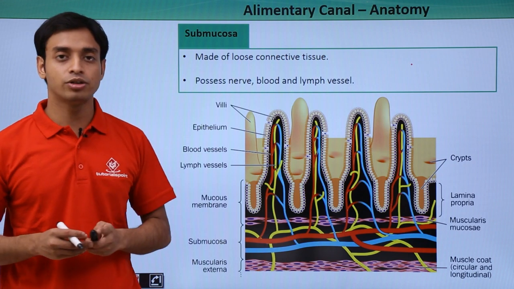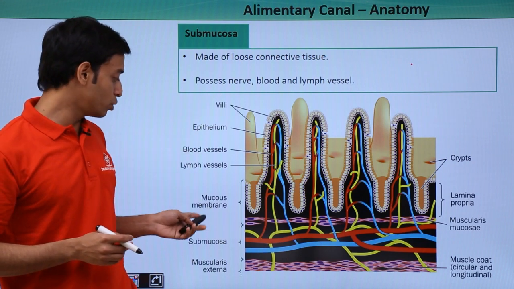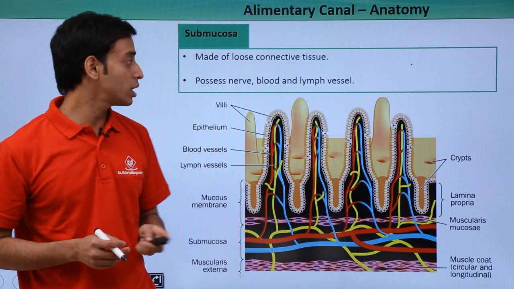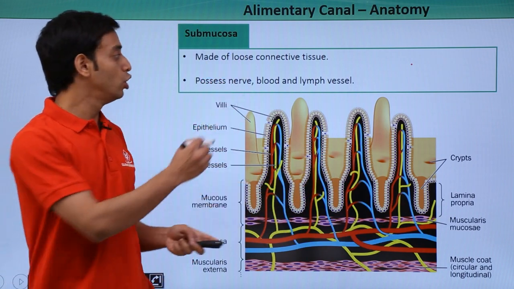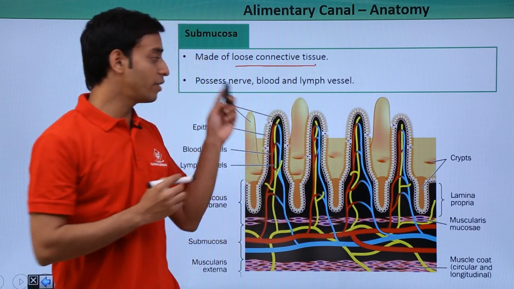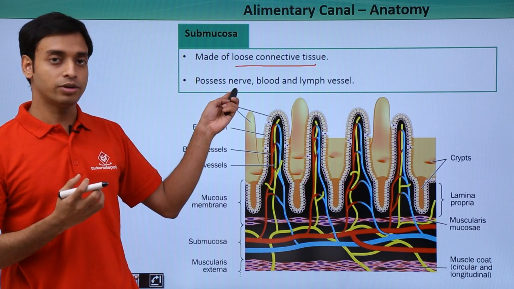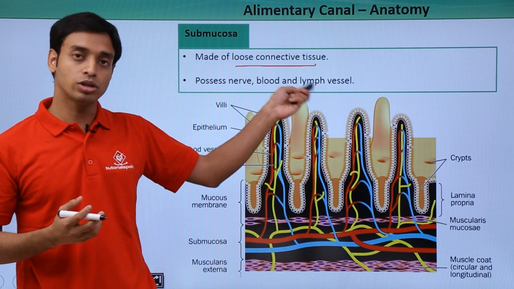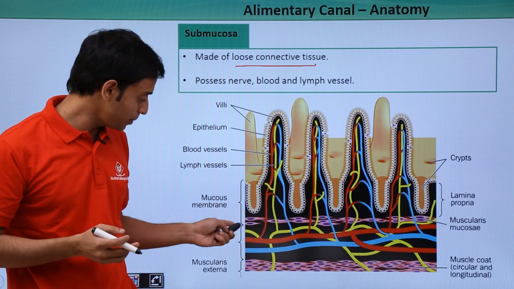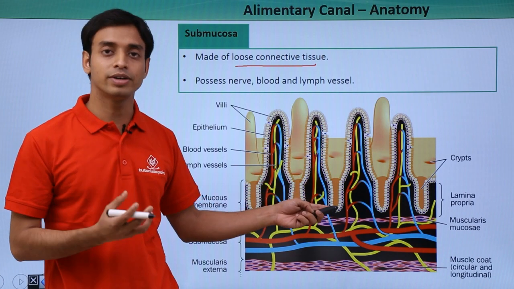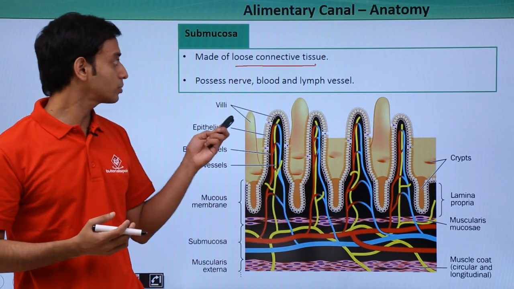After the layer of muscularis comes the layer known as the submucosa. You can see this area is known as the submucosa. This is made up of loose connective tissues, and very importantly, this is the layer which possesses the nerve fibers. They possess the blood and also the lymph vessels, as you can see over here. So this is the area from where the nerve fibers, the blood vessels and the lymph vessels pass.